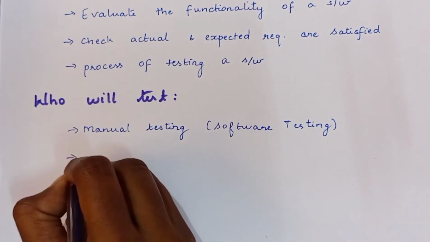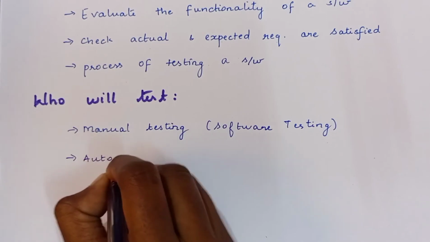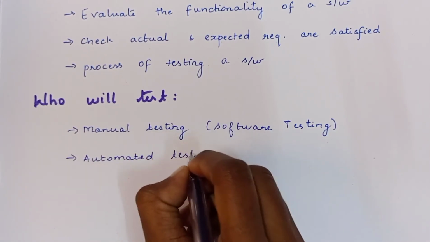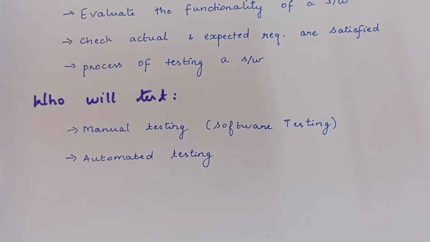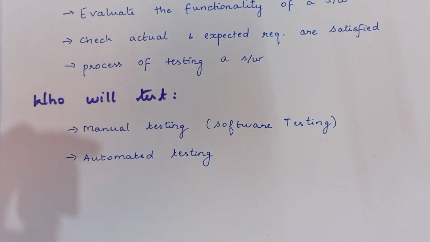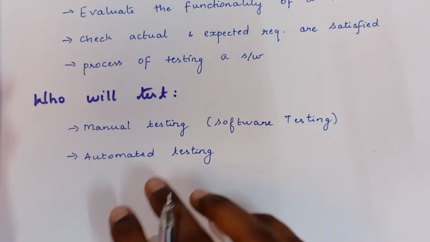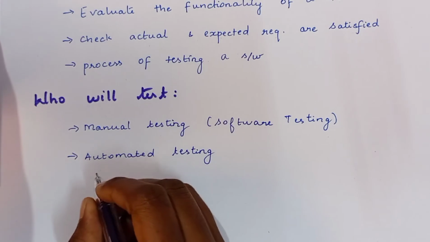And then automated testing. So what is automated testing? In some programming languages, the programming language itself can identify their errors. Like that, automated testing will automatically detect errors by the systems. So this is what automated testing is.